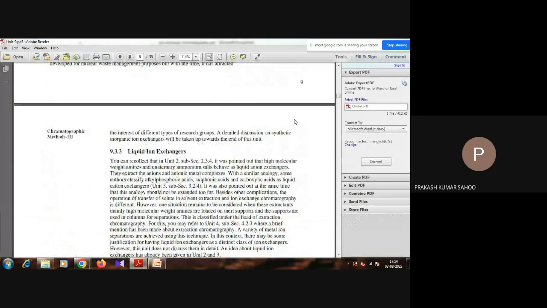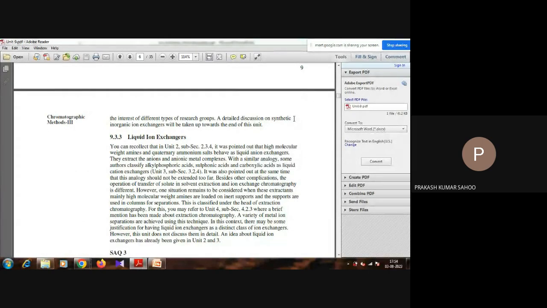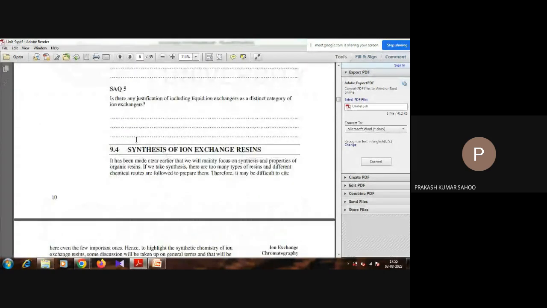Then a liquid ion exchanger. So this is just a liquid. The ion exchanger is in the liquid state, having high molecular weight amines and quaternary ammonium salts. These are used as liquid anion exchangers. They extract the ions and anionic metal complexes with a similar analogy. Some authors classify alkyl phosphoric acids, sulfonic acids, and carboxylic acids as liquid cation exchangers. So the exchangers are the natural ion exchanger, synthetic ion exchanger, and liquid ion exchanger.